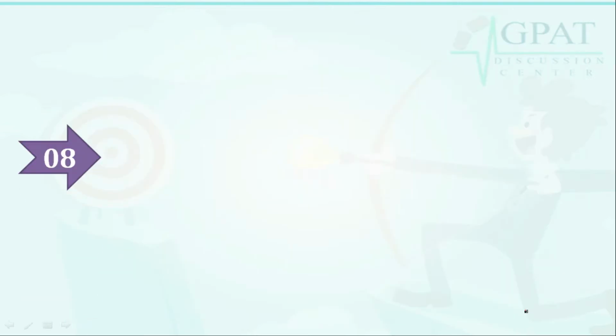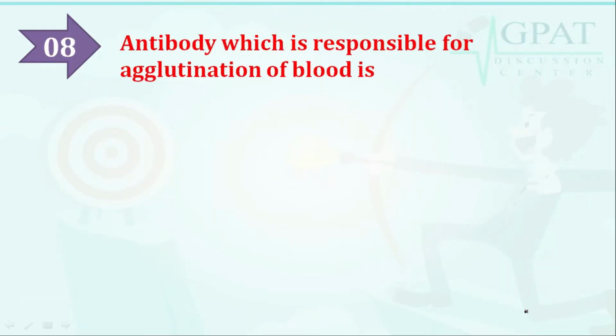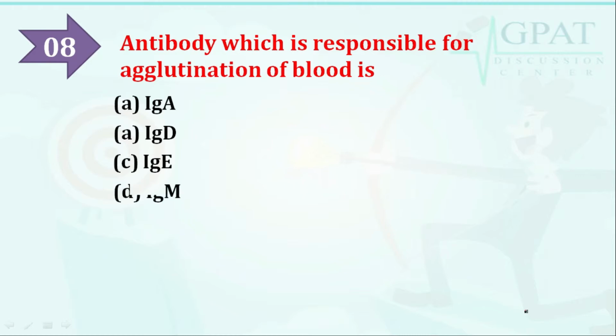So the next question is, the antibody which is responsible for agglutination of blood is, and here the options are A, IgA, B, IgD, C, IgE, or D, IgM. So the correct answer is D, IgM.